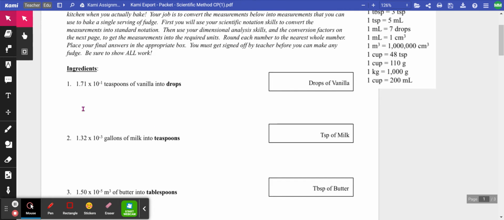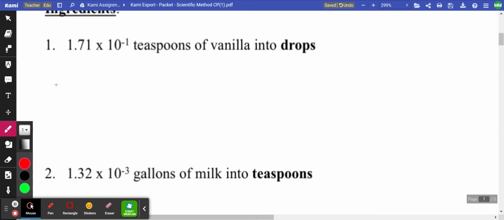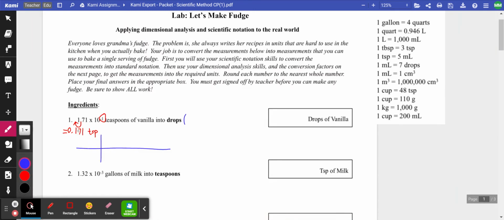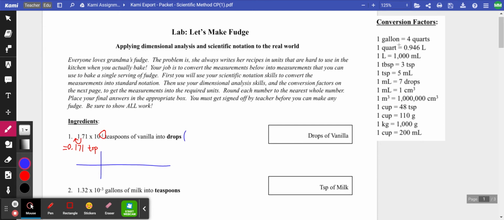So, how can we do the first question? First, let's convert 1.71 times 10 to the negative 1 into standard form. Now, we're going to move the decimal one step back because of the negative 1. All right, so I'm going to change teaspoons to drops. So what am I going to use? I need to look for teaspoon to drops, TSP to drop, in my conversion factors.